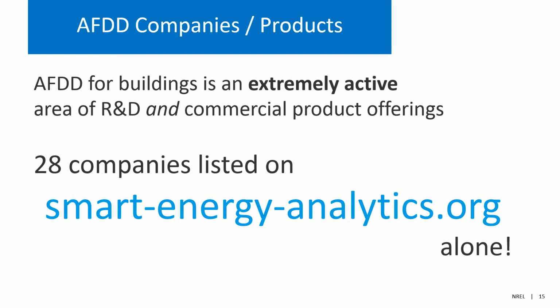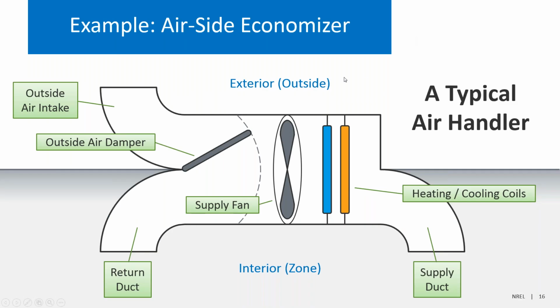All right, so that provides some background on what a fault is and what fault detection and diagnosis is. And now what I want to spend the next few minutes on is working through an example of a fault and the fault detection and diagnosis process. The example we're going to look at is what's called an airside economizer. You may not be familiar with this term, so I'm going to explain what this is real quick.